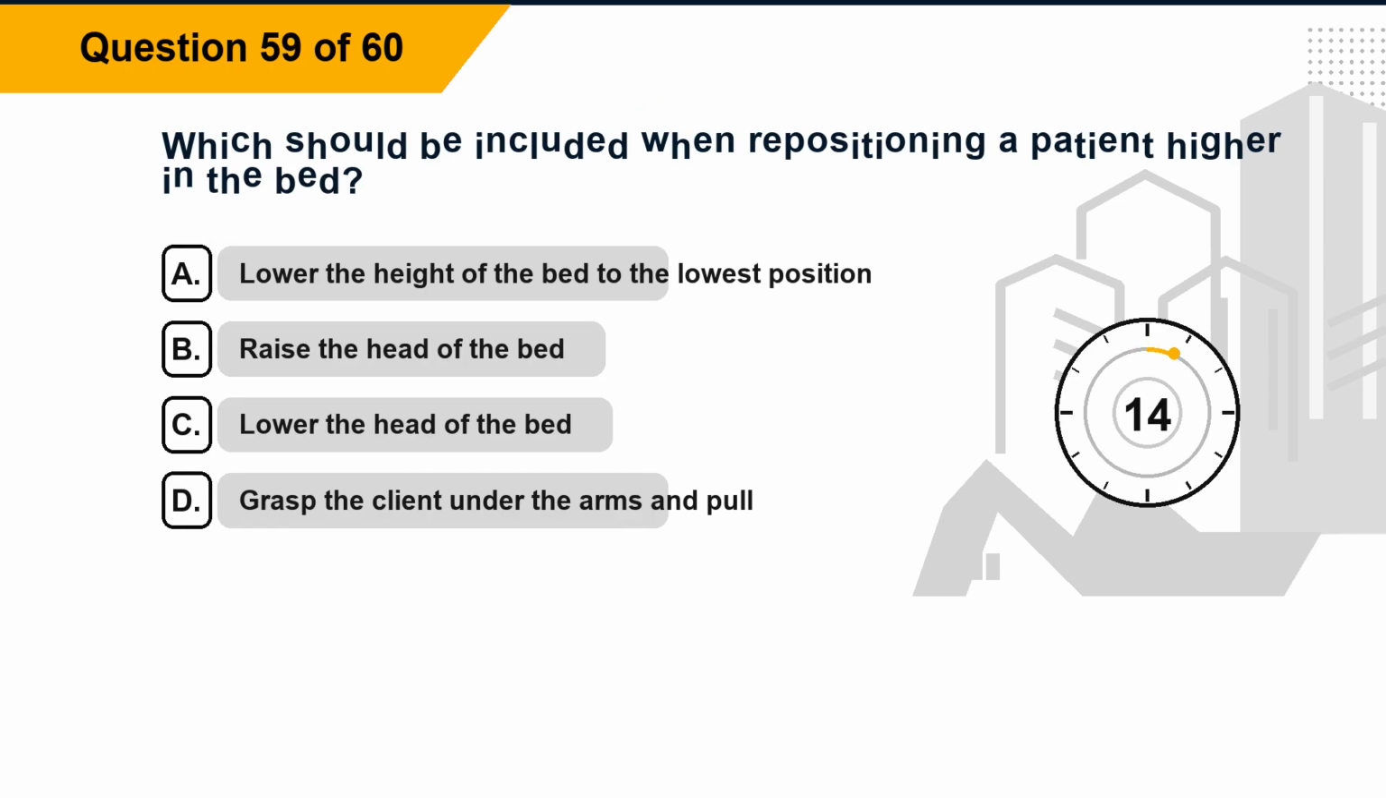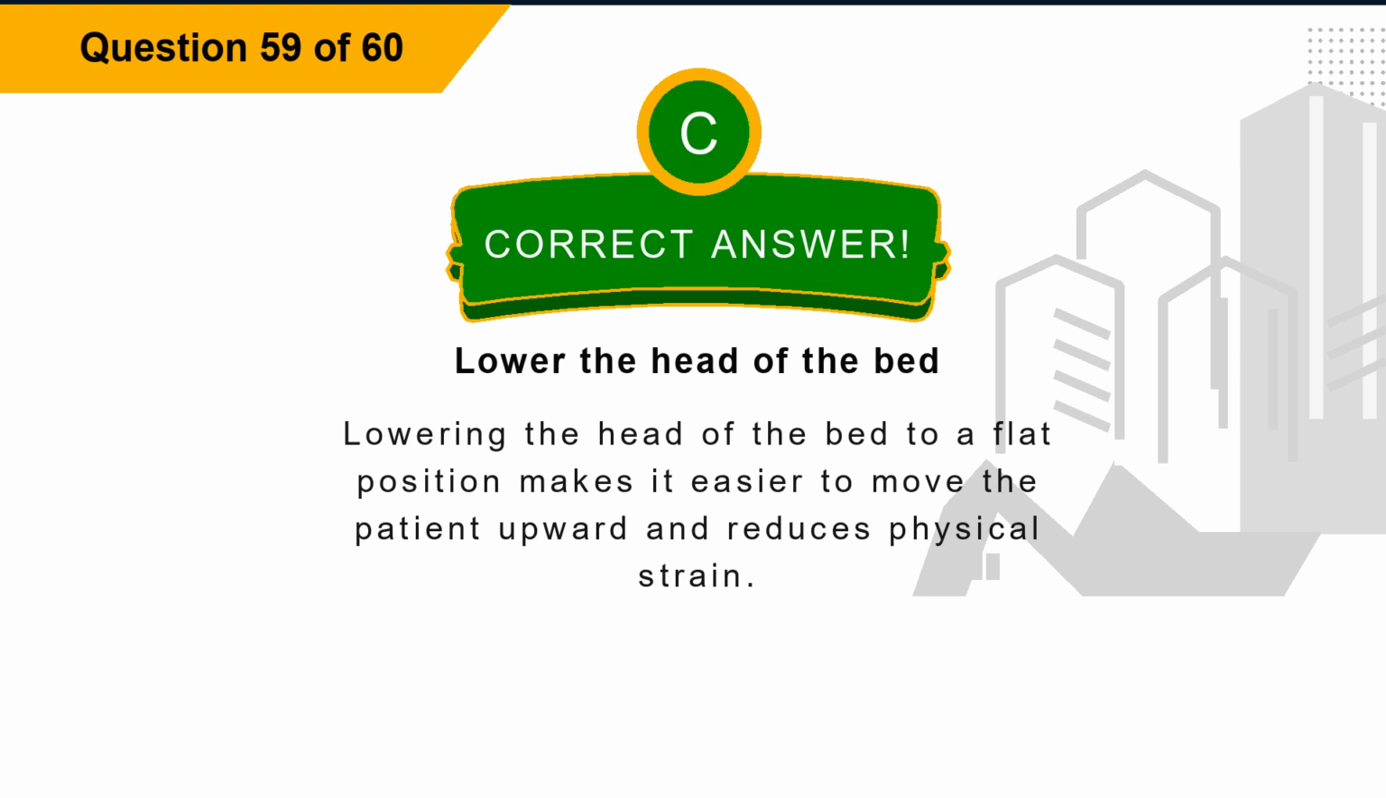Question 59. Which should be included when repositioning a patient higher in the bed? Option A, lower the height of the bed to the lowest position. Option B, raise the head of the bed. Option C, lower the head of the bed. Option D, grasp the client under the arms and pull. The correct answer is option C, lower the head of the bed. Explanation: lowering the head of the bed to a flat position makes it easier to move the patient upward and reduces physical strain.